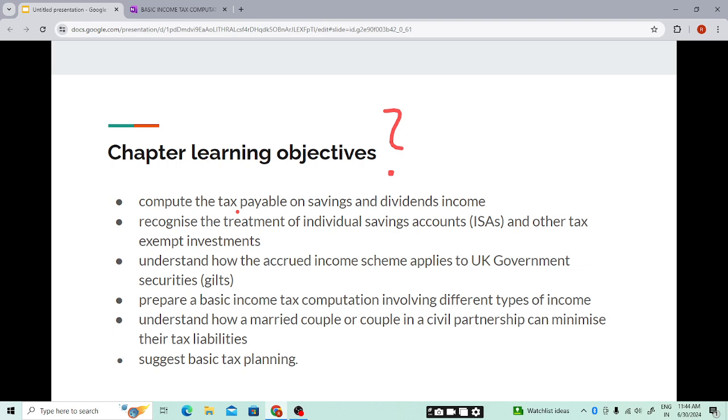Compute the tax payable on saving and dividend income. As in the previous session we had seen the tax paid on the non-saving income, we'll be seeing the tax amount paid on the saving and dividend income.